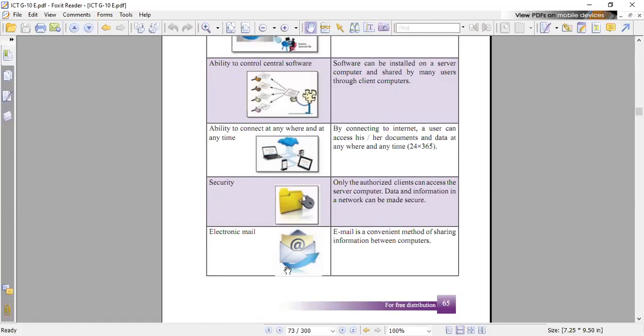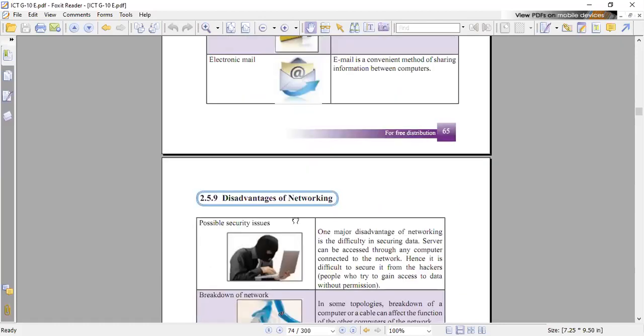Another one. Can communicate with other computers. Right? So those are the advantages. In your book, you have some more points. Just go through them.